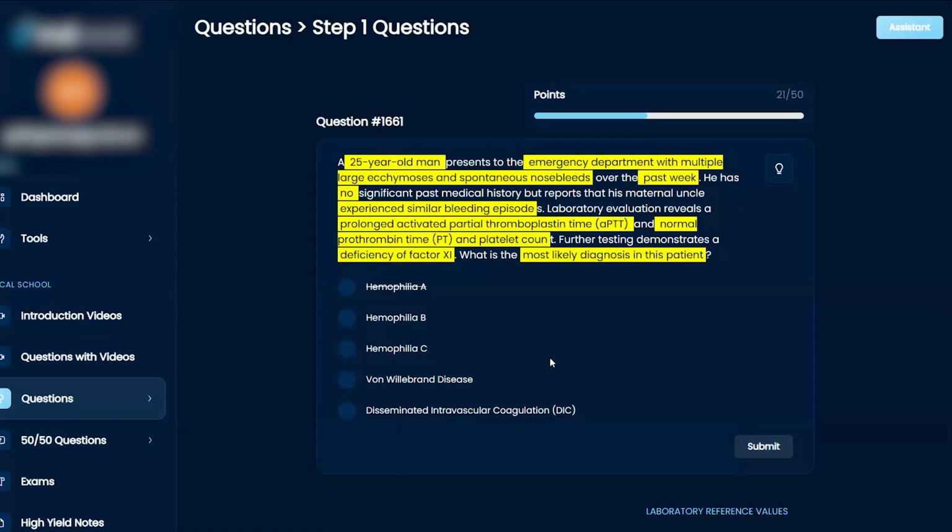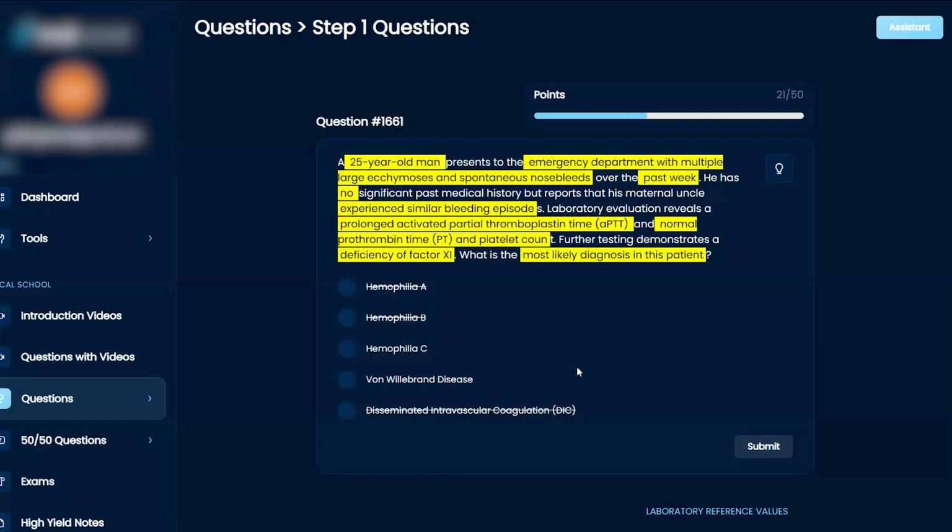Hemophilia B is factor 9, and so I'm gonna get rid of that. DIC would have a complete, like everything's wrong, like you're clotting all over the place, and so I would get rid of that because you would have also prolonged bleeding time and or platelet count. You would have everything's wrong.